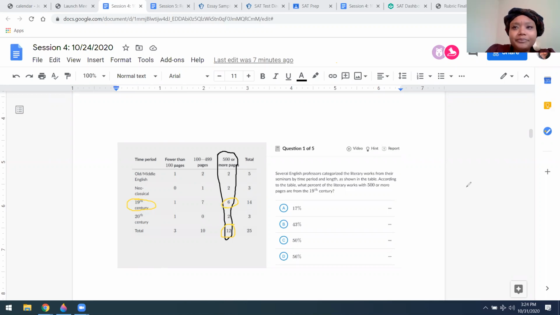Well, is anyone confused about how to get percentages actually? I realized I just skipped a step.